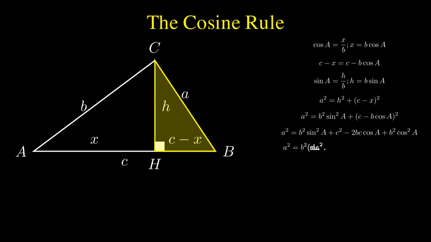Factorizing out b squared from 2 of the terms, we have a squared is equal to b squared times the sine squared of A plus the cosine squared of A, plus c squared minus 2bc cosine A. Sine squared of A plus cosine squared of A is equal to 1. So we end up with our formula a squared is equal to b squared plus c squared minus 2bc cosine of A. And then we can use this formula to solve for an angle.